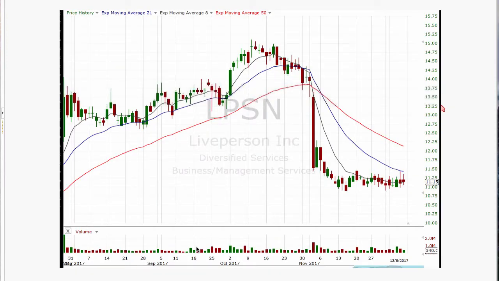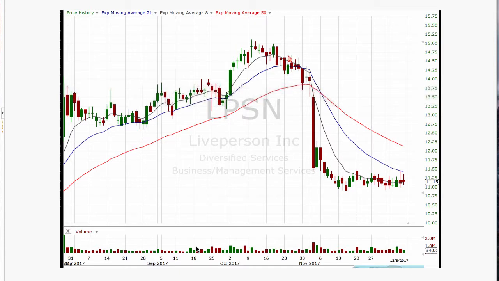All right, so you should have the chart now on your screen, LPSN. Can you guys see that? Just want to make sure before I start speaking to it. All right, perfect. So yeah, this is a nice consolidation. You can see I've got the 8-period moving average on here as well. But yeah, this is a nice sideways consolidation right up here.